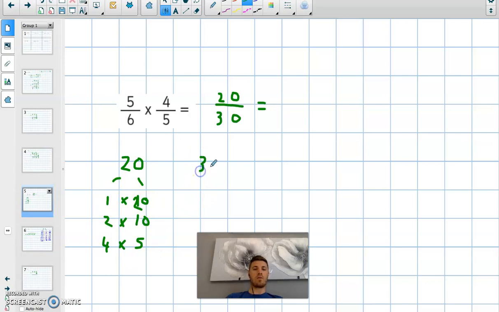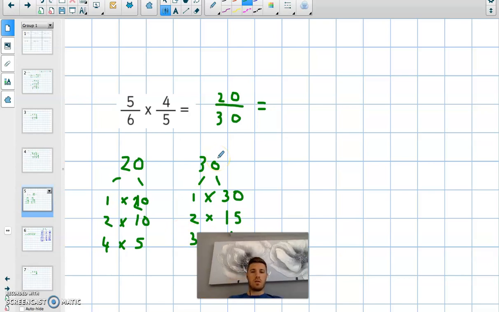To find the factor pairs of 30, we need to write down 30 here, and then start finding the factors. So 1 multiplied by 30 is obviously 30. 2 multiplied by, what's half of 30? 15. Double 15 is 30. 3, I know we need to multiply 3 by 10 to get 30. Are there any others? 4s? 4s can't go in. 5s, yeah, we know that 5 times 6 is 30. Okay, so there are all the factors of 20 and 30.